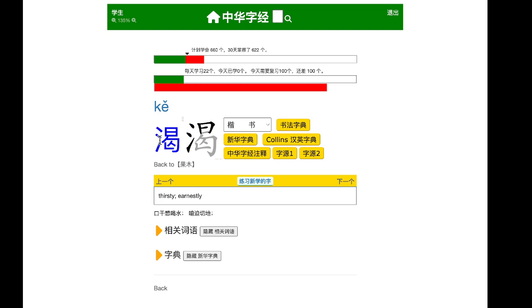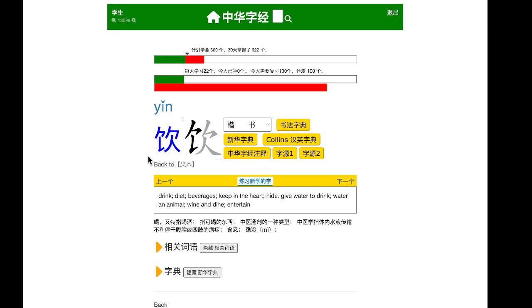Ke. This we've got the three drops of water on the side to tell you it's about liquids. Ke means thirsty or earnestly. And this on the right is he. This is the 何 that means like who, why, how, when, what, where. 何. And that's kind of halfway the same sound. 渴, thirsty.